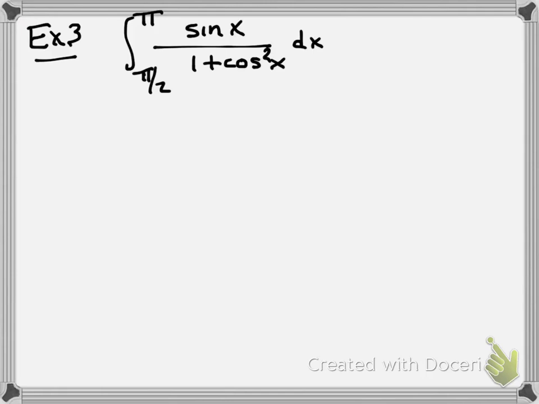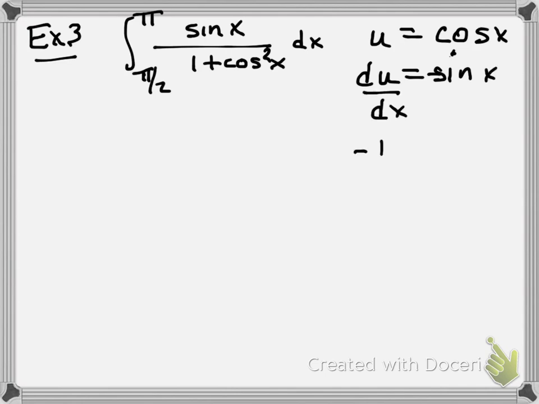Example 3. Alright, so on this one, when you look at this, you've got some trigonometry in here. I do have a squared here. This could be written as a 1 squared. But what am I going to do about this sine x? Well, if you let u equal the cosine of x, you're going to need a sine for your du, because the derivative of cosine is negative sine.